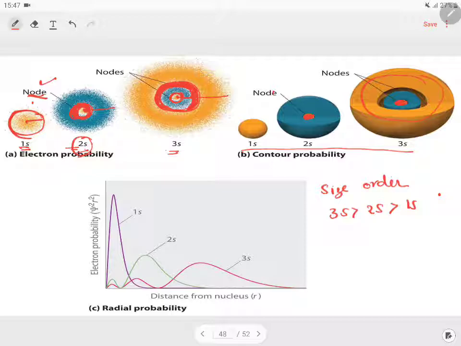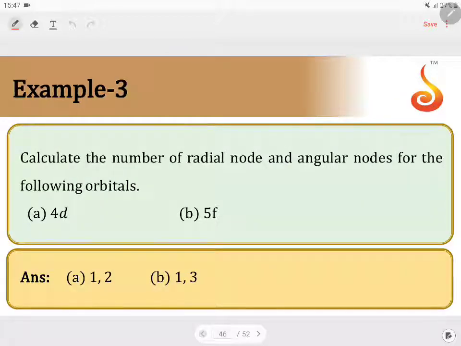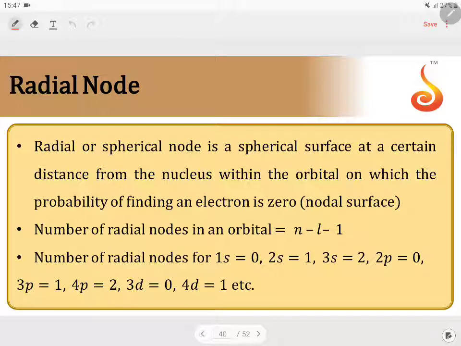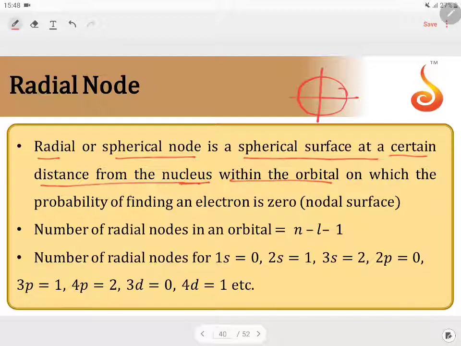So all these are examples for radial node. Now, what's the meaning of radial node? Look at this definition. A radial node or a spherical node is nothing but, which surface are we talking about? A spherical surface at a certain distance from the nucleus, within the orbital itself, on which the probability of finding electron is 0. At a certain distance, you can see that the probability of finding electron will be 0.